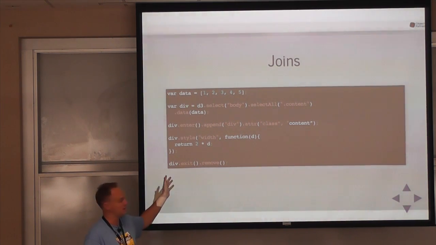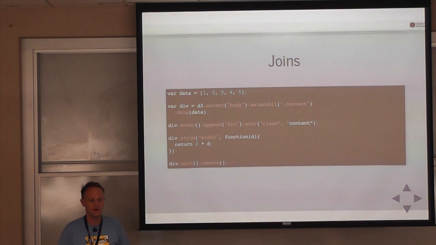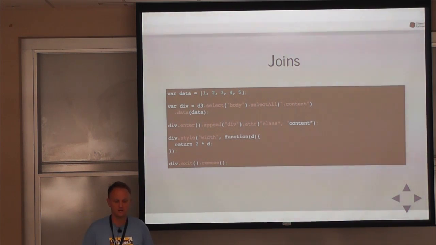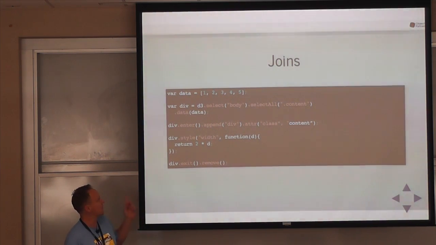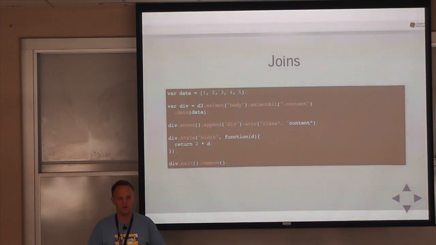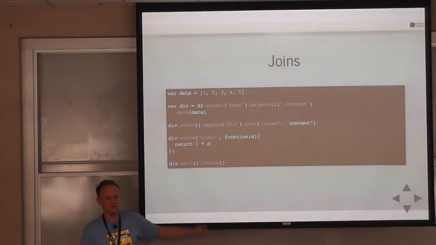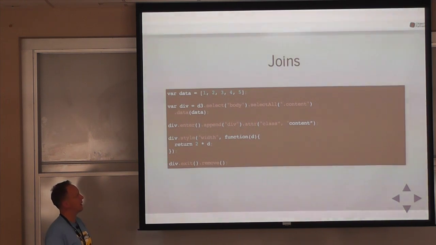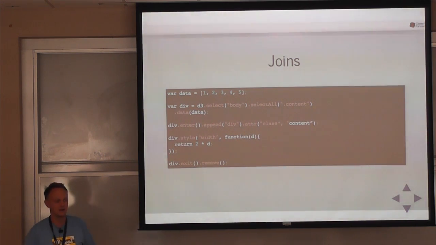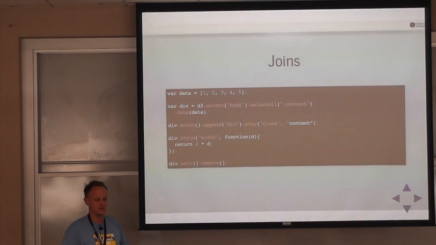What I'm assuming right now is I don't have anything. I'm starting with nothing on the DOM, so I'm getting an empty selection. For each one of those, I'm appending something called content, and then I'm returning 2 times D. So in this case, it's going to create 5 divs, which are going to have a width of 2, 4, 6, 8, and 10. If there is any in there that no longer is in the data, then I can use my exit block to remove that DOM element. So that's real quick.